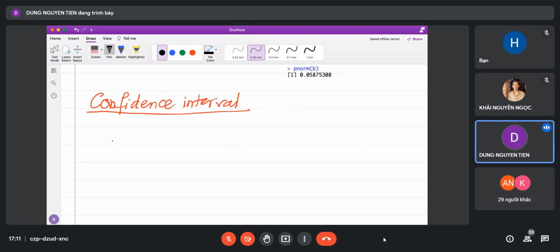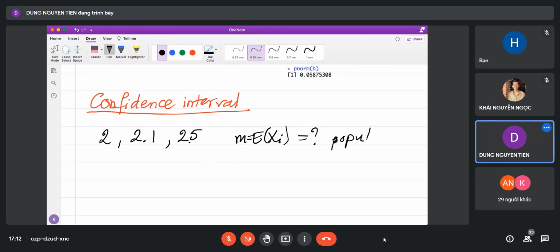Suppose that you get 3 observations. Let's say 2, 2.1, then you get 2.5. Suppose that there are 3 observations, and then you want to estimate the mean value. That is the population mean, and that is what you want to know. What is that population mean?